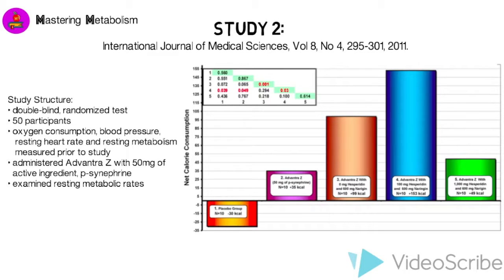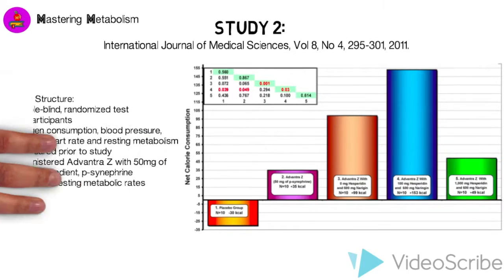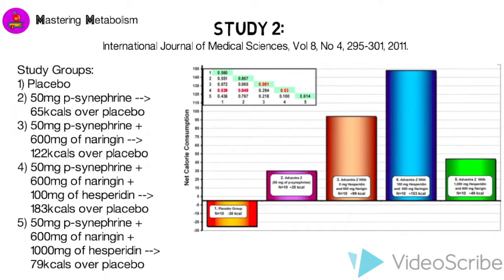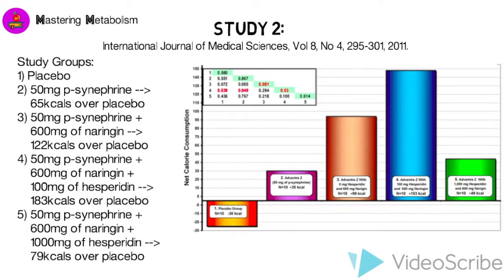The experiment also studied the effect of P-Synephrine in conjunction with varying levels of hesperidin and naringin, two flavonoids that have been suggested to increase the thermogenic effect of P-Synephrine by enhancing the expression of adiponectin, a protein known to be involved in the regulation of lipid and glucose metabolism. This graph shows the resting metabolic rates expressed as kilocalories in each experimental group and the placebo group after 75 minutes of rest. A small decrease occurred in the placebo group, a result of the continuous fast. Increases occurred in all of the treatment groups.